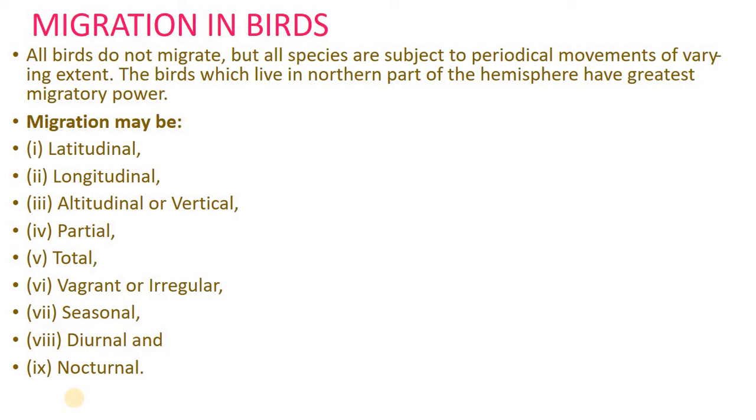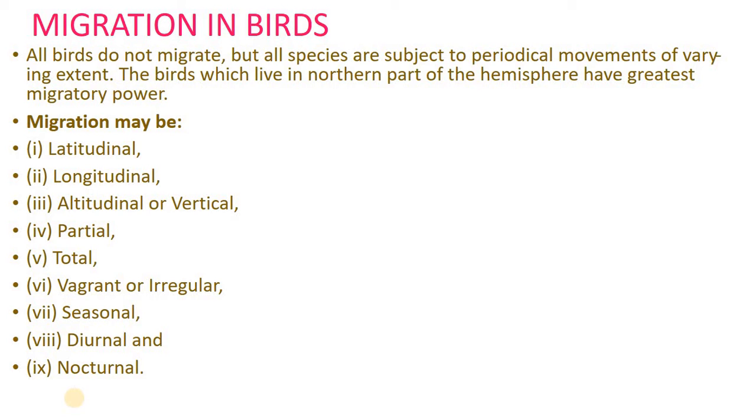Further, migration may be latitudinal, longitudinal, altitudinal or vertical, partial, total, vagrant or irregular, seasonal, diurnal and nocturnal. You see one by one. Latitudinal migration refers to migration involving the movement from north to south and vice versa.